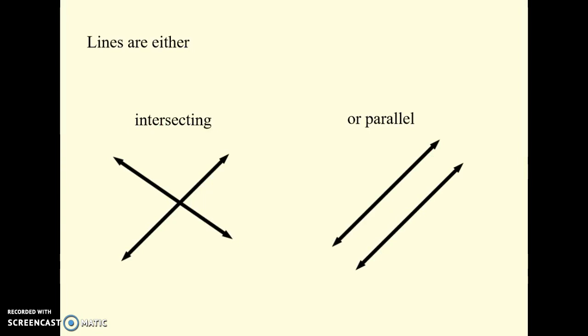Lines are either intersecting or parallel in a plane. So if you're talking about lines lying on a plane, in a plane, they could either be intersecting or parallel.